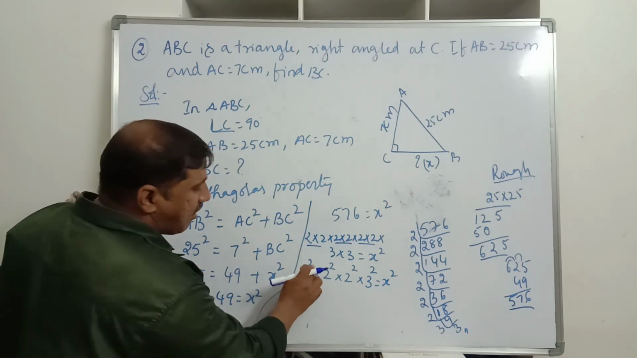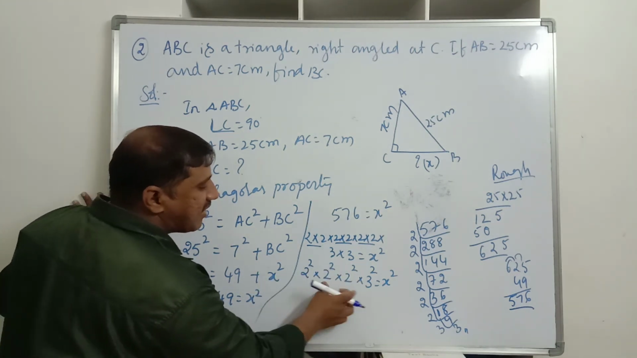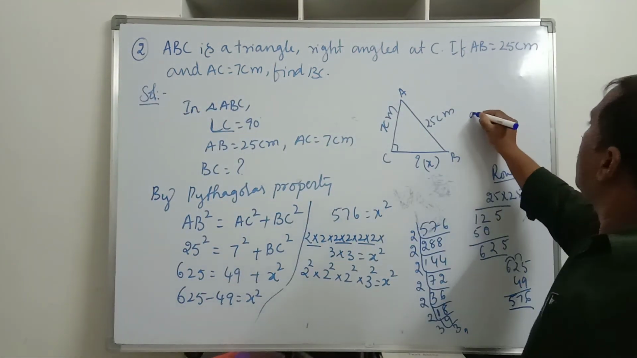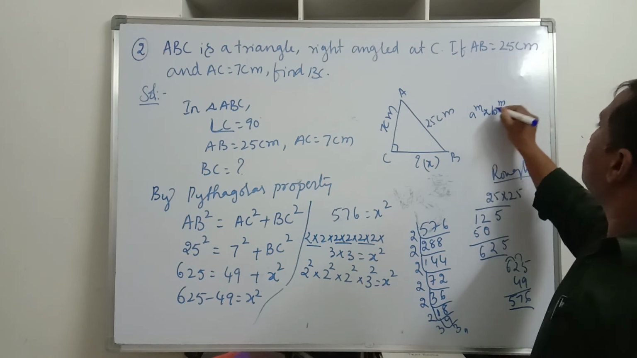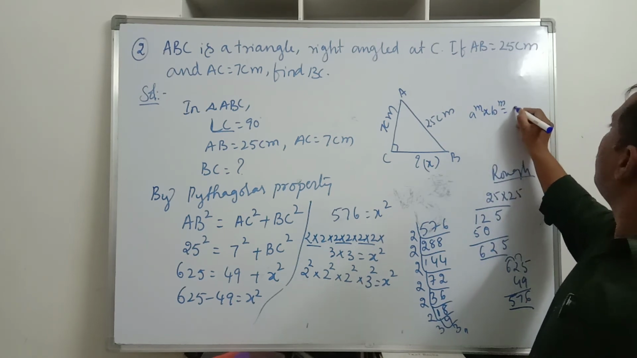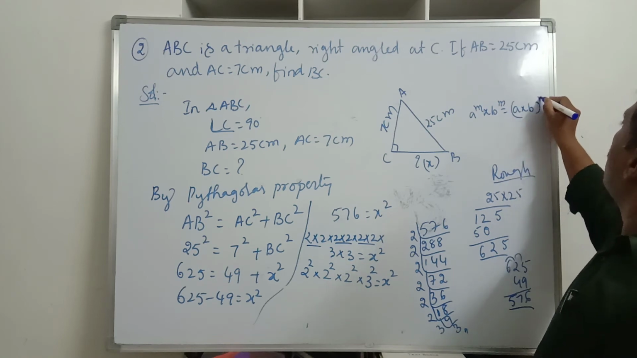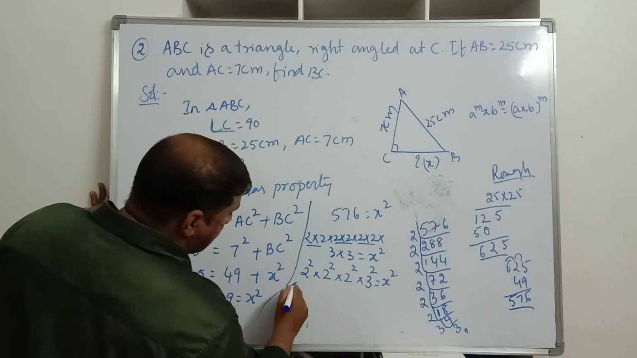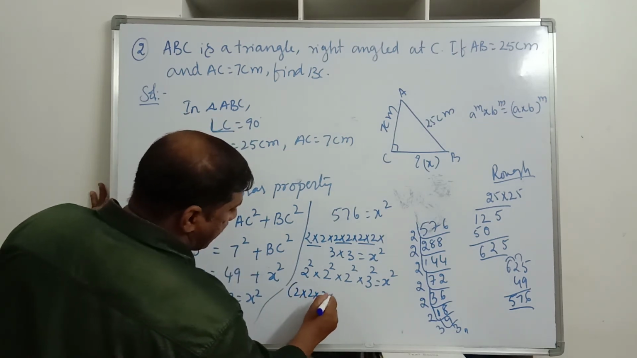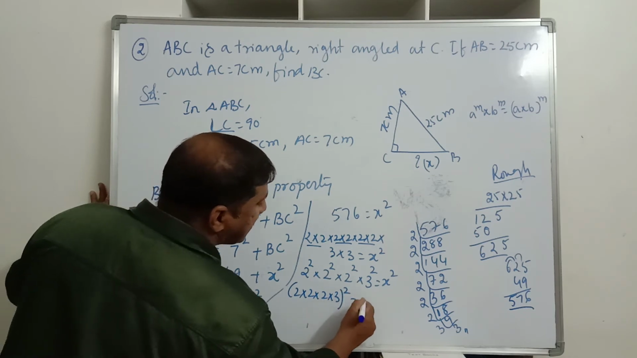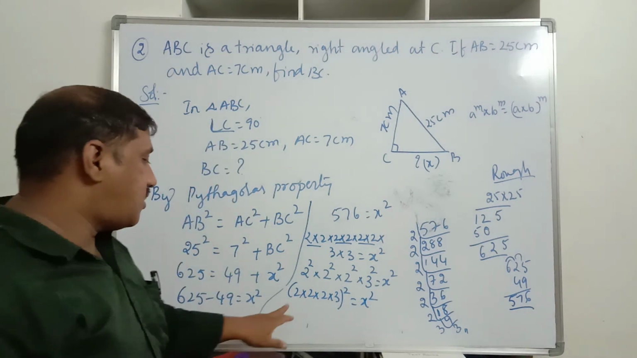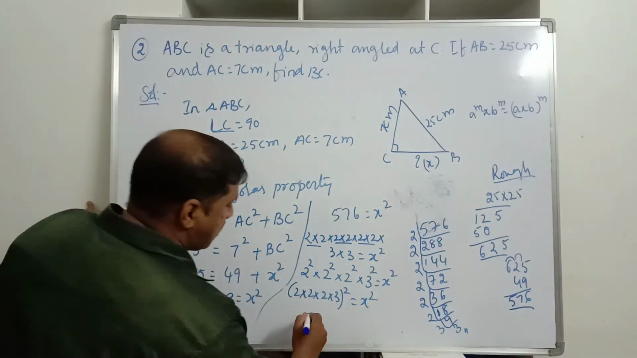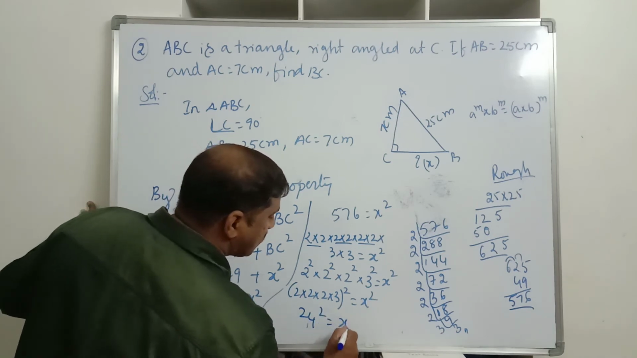Now if you observe, all the powers are the same, so we will multiply the bases. The formula we have is a power m into b power m. When the bases are different and the powers are the same, we will multiply the bases, a into b whole power m. Therefore we get 2 into 2 into 2 into 3 whole square is equal to x square. That is 2 into 2 is 4, 4 into 2 is 8, 8 into 3 is 24. That is 24 square is equal to x square.